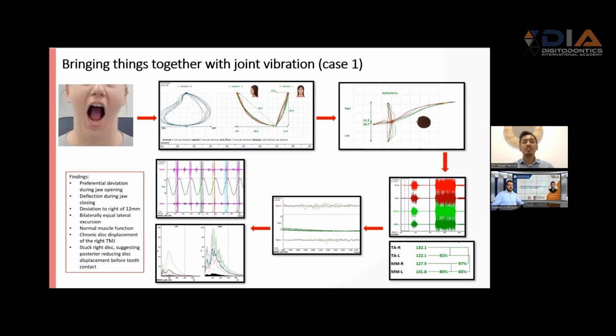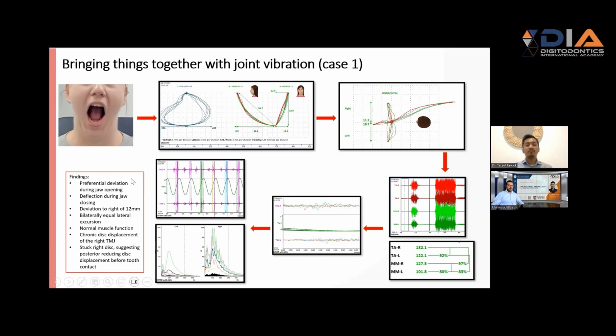Now, let's bring all of this together. For the first case that I showed you, there was a deflection, there was a deviation during closing, and if we look at the lateral excursions, they're more or less equal on the right and left side. When we were looking at muscle functions, they were quite synergistic. But when we measure the joint vibration alongside it, you will clearly see that ideally they should be flat, but the right side is vibrating a lot, and the left side has some vibration as well. When we do a spectral scan, we will see that compared to the left side, the right side is more hyperactive. Now, what does all of that mean?